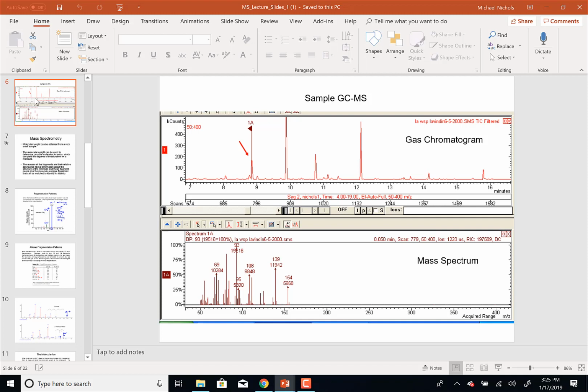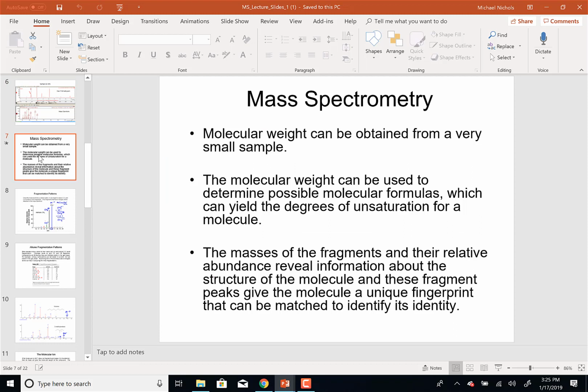So that's the kind of information I can get. But starting with, okay, the peak farthest to the right is 154. That's the molecular weight of this molecule. What else can I get? Well, that lets me determine the molecular weight of the molecule from a very small sample.